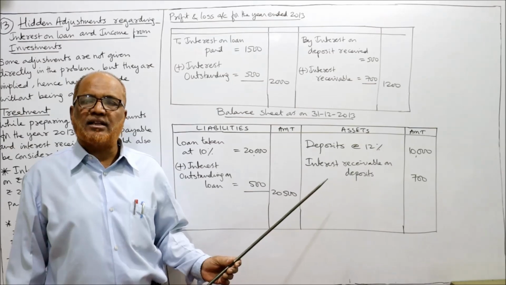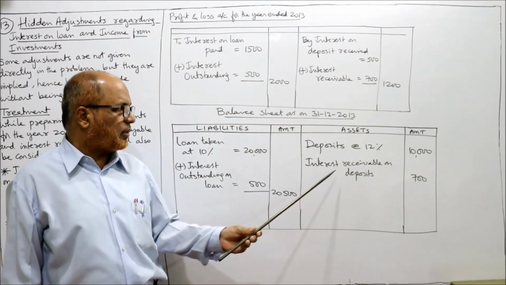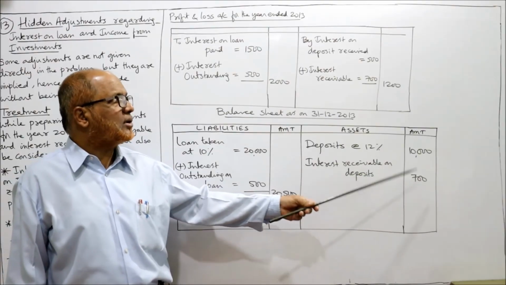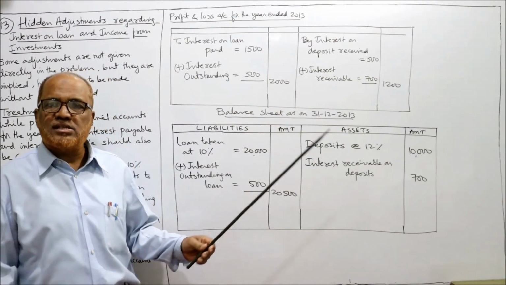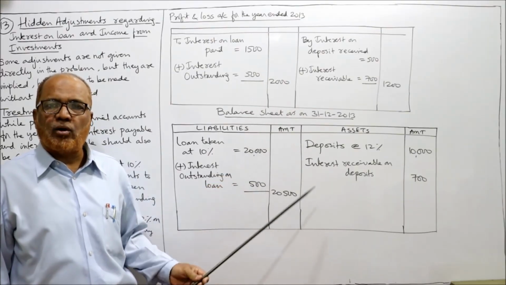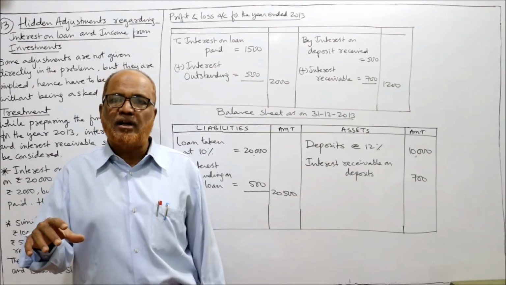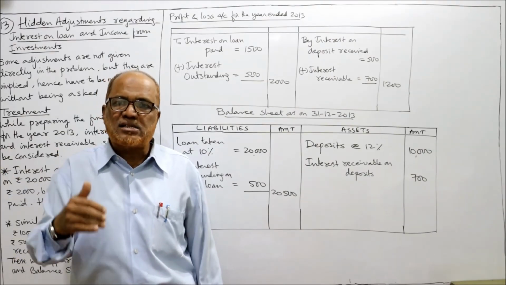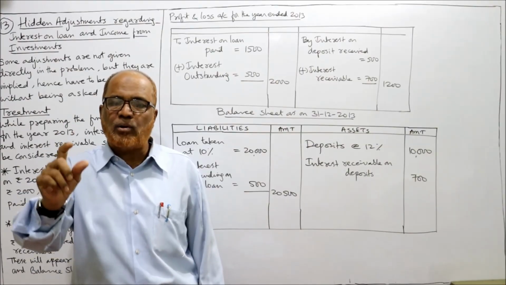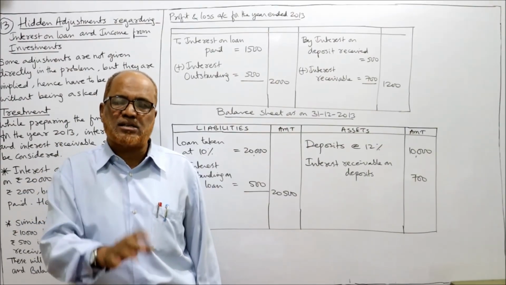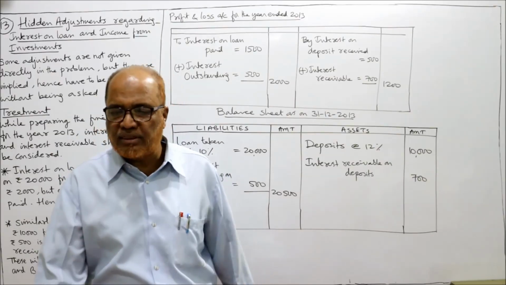Now come to the asset side. On the asset side we take the deposit. The deposit at the rate of 12%, 10,000 given in the problem. Interest receivable on deposit is 700. So this is the presentation in the P&L account and balance sheet regarding the hidden adjustment. What is the hidden adjustment? Interest payable and interest receivable. That is not specified in the problem. By comparing the amounts, we come to the conclusion that there are some adjustments. These are the adjustments. So this is the end of problem number 13.